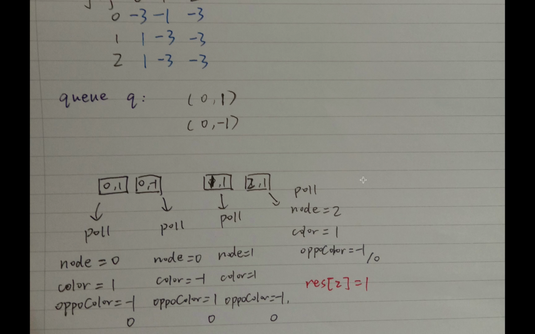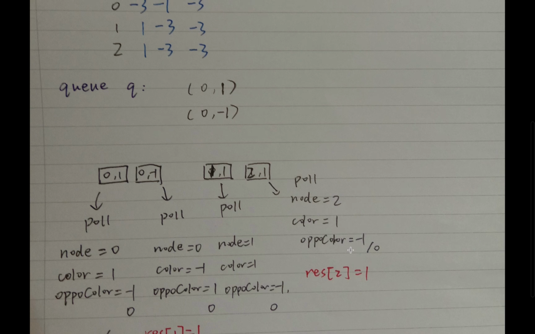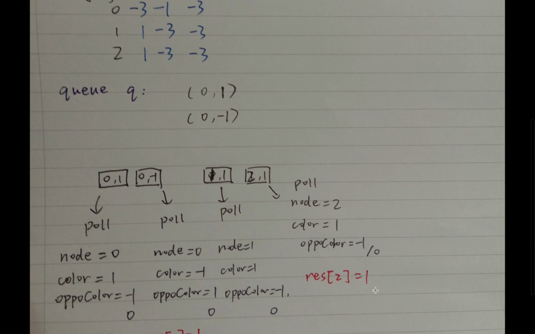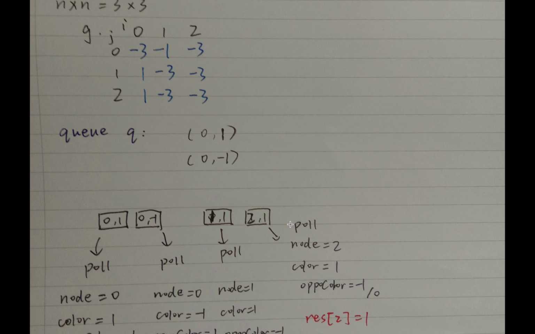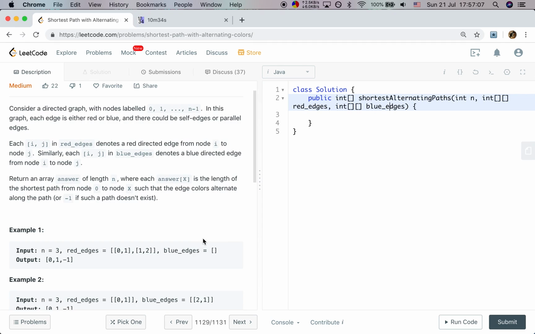And then we pull this 2,1 from the queue. The node will be 2, the color will be 1. We try to find negative 1 and 0. We cannot find, but we can update the result 2 to 1 because the current length is 1. So at the last we get the result array 0, 1, 1. So I hope you can understand this algorithm.